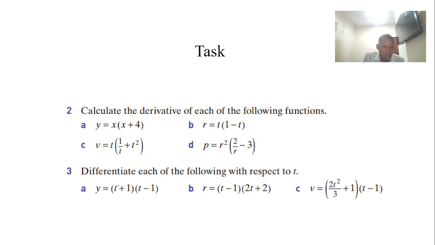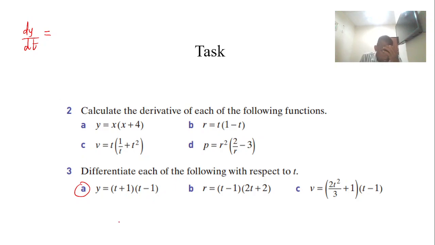Now 3a, we have y equal to (t plus 1) times (t minus 1). Now this is not going to be dy over dx, because y is a function of t, as you can see. So y contains t. Instead I'm going to have dy over dt. Please take note, you are differentiating y with respect to the letter t, not x. So depending on the variable is what you write here.